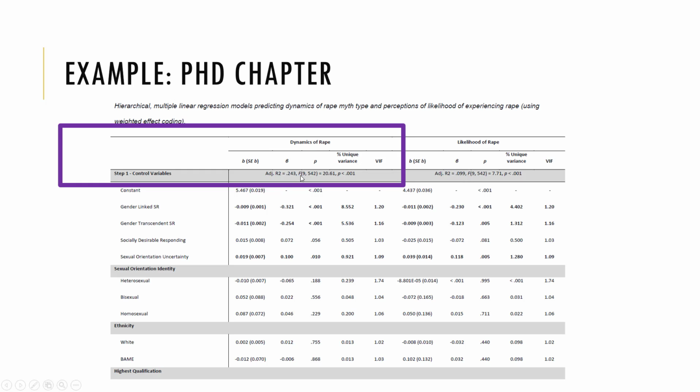We also know that I've got my F ratio here. These 2 values are the degrees of freedom. They're based on the number of predictors in the model and the number of participants in the model. And that's used to calculate my F ratio, and that is used to calculate my statistical significance. So we can see that I've got a model that accounts for 24% of the variance in dynamics of rape myths. That is statistically significant, so it's likely to be consistent at doing that. So that was a good thing.